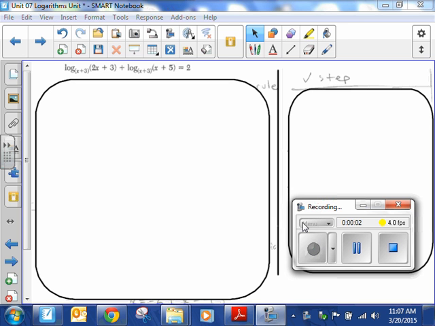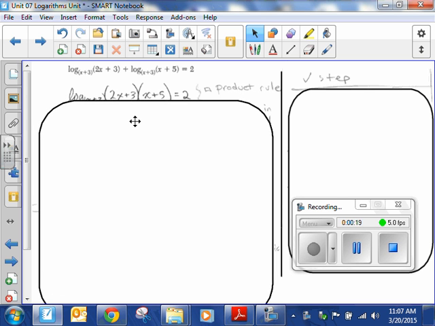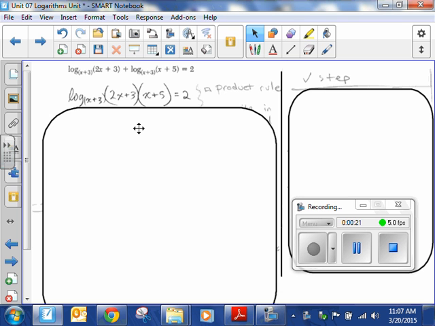Okay, so here is the logarithms unit review. We're going to start off with this problem over here. We have log base x plus 3 of 2x plus 3 plus log base x plus 3 of x plus 5 equals 2. First things first, we want to use the product rule to condense.